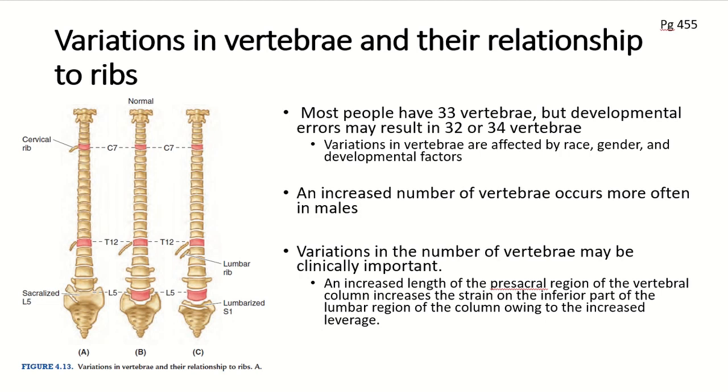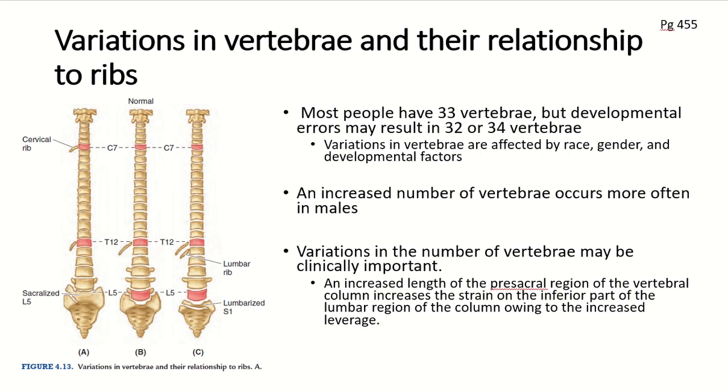So most people have 33 vertebrae, but due to developmental errors in utero, people may have either 32 or 34 vertebrae. And indeed, estimations on a large scale of bones have said that the frequency of abnormal numbers of vertebrae superior to the sacrum, where you should normally have 24, ranges between 5 and 12%. And the variations in vertebra are affected by race, by gender, and developmental factors, whether those be genetic or environmental.